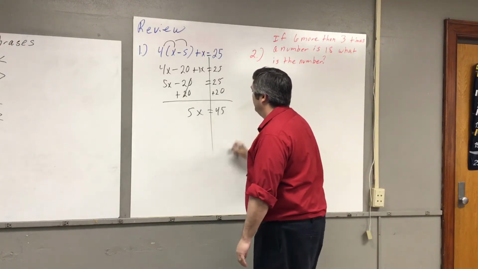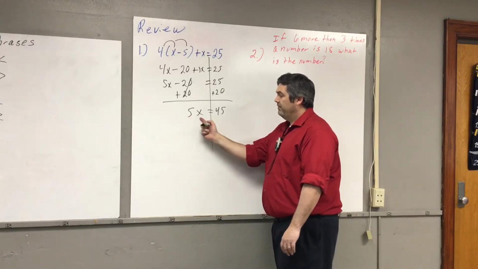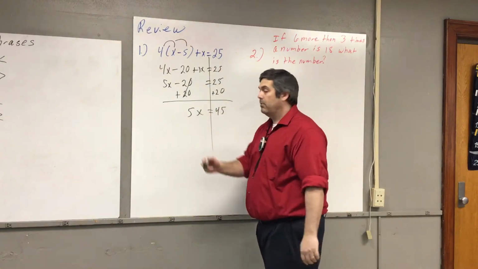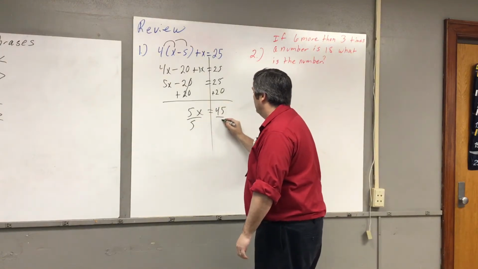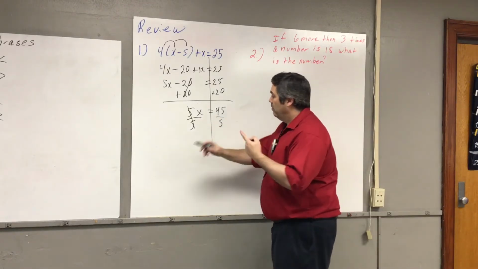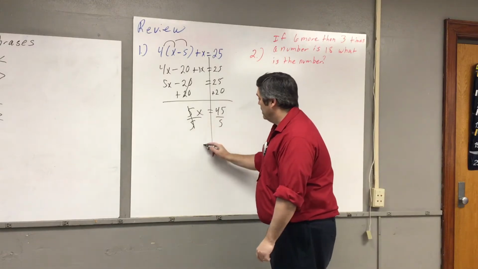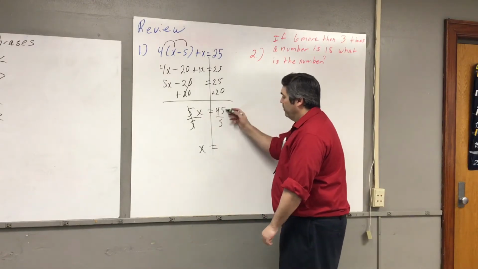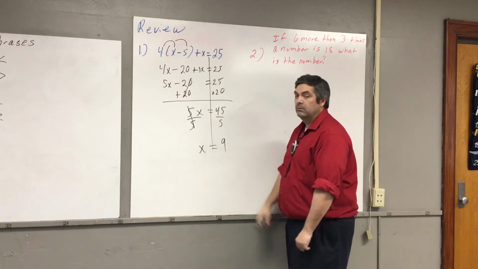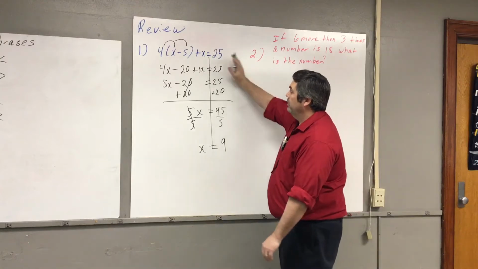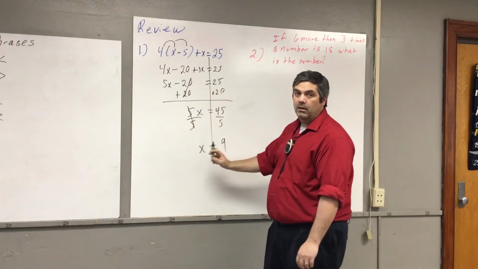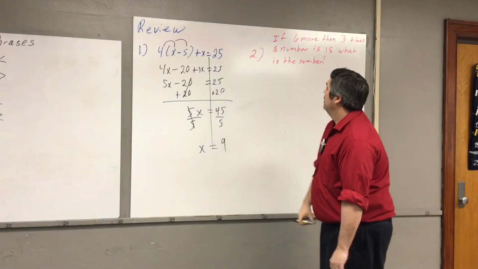That's 45. This is 5 times x, a number directly up against a variable. That's multiplication. Do the opposite operation. Divide by 5. Divide by 5. This cancels out. 5 divided by 5 gets you 1. 1 times x just gets you x. So now you have x equals 45 divided by 5, which gets you 9. So your x equals 9. Okay, so we can do this, but you got to take it a step at a time and work your way through.